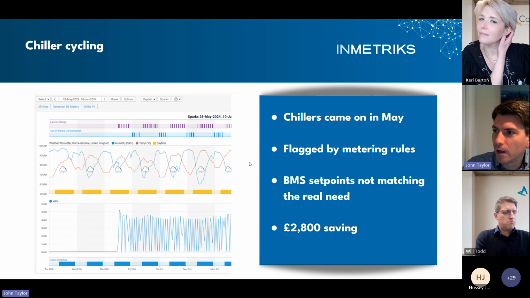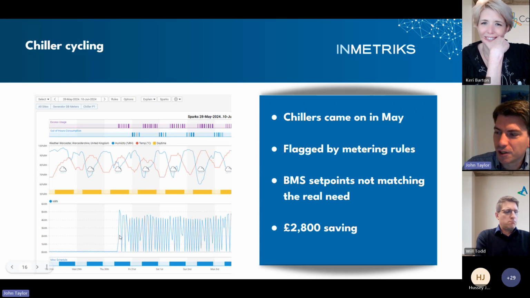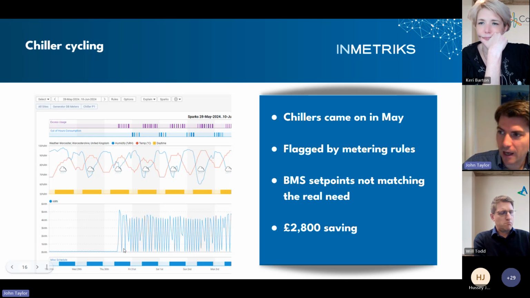Chiller cycling. This is something where we were monitoring some equipment, and suddenly the chillers came on, in the middle of May. This was because there was a setting in the BMS to turn the chillers on at a certain date, and they just came on. Because the load was really low, they were cycling on and off, coming on, running for a little bit, and going off again. This cycling is really bad for the chillers generally, but it's also wasted energy, because the chillers weren't actually needed, as the temperature in the spaces was low.